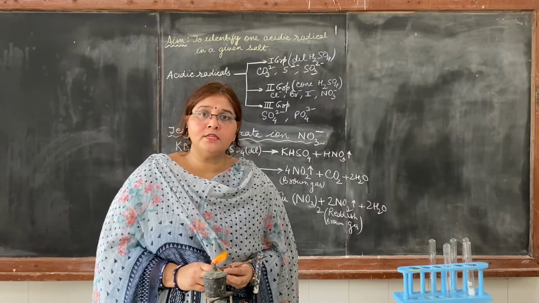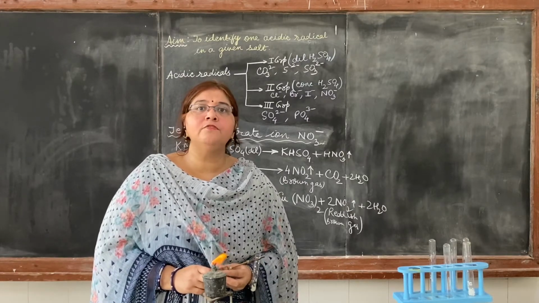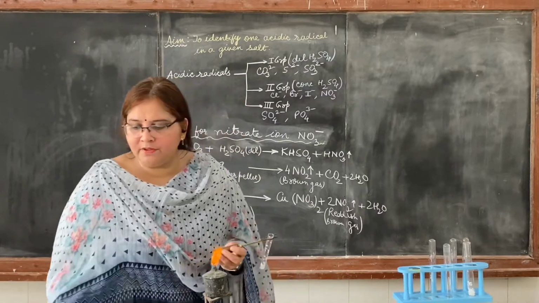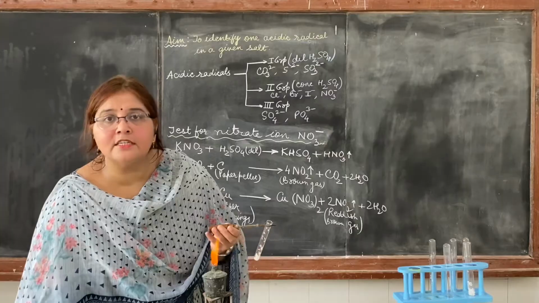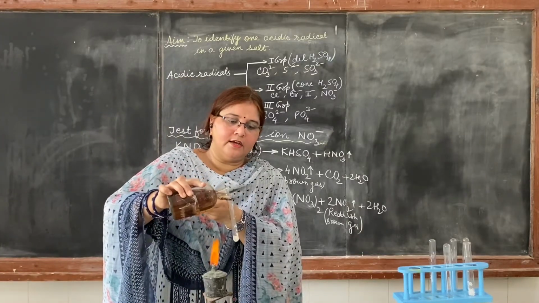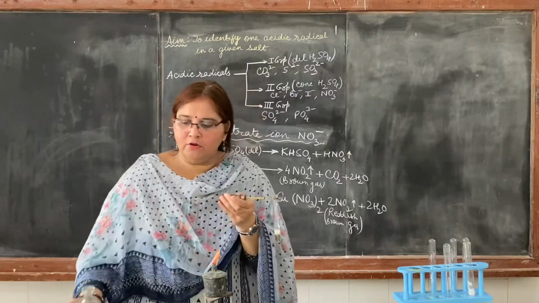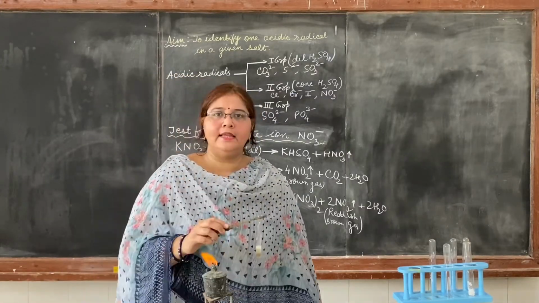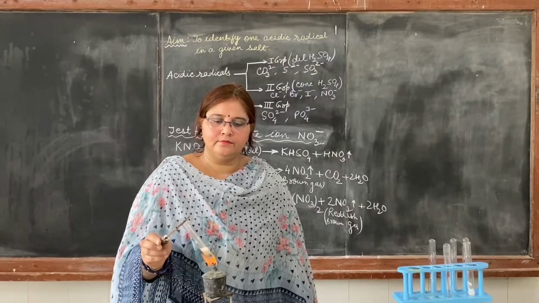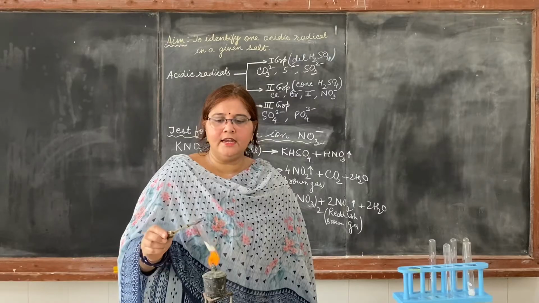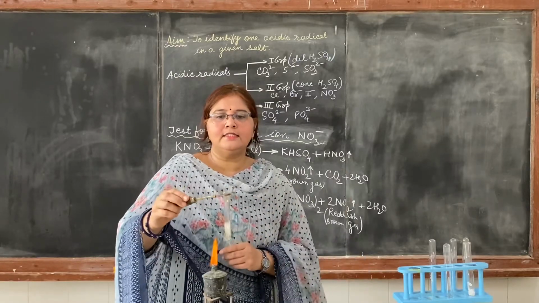Nitrate ion belongs to the second group, so the group reagent will be concentrated sulfuric acid. As soon as we add the concentrated sulfuric acid to it, we should observe a gas evolve. But over here, no gas is evolving, so we heat the salt solution.